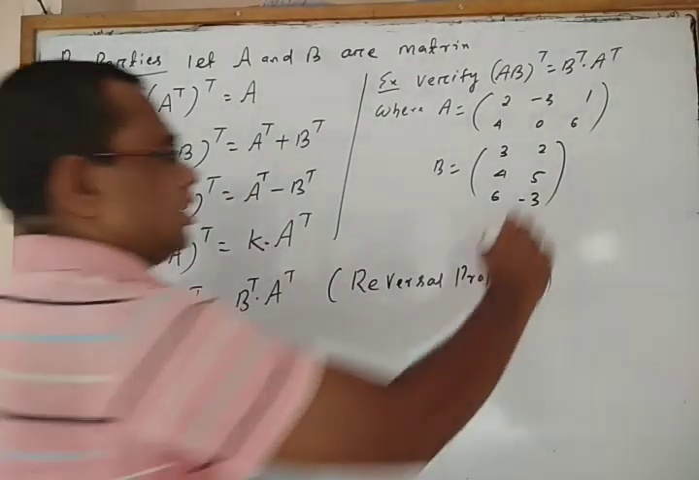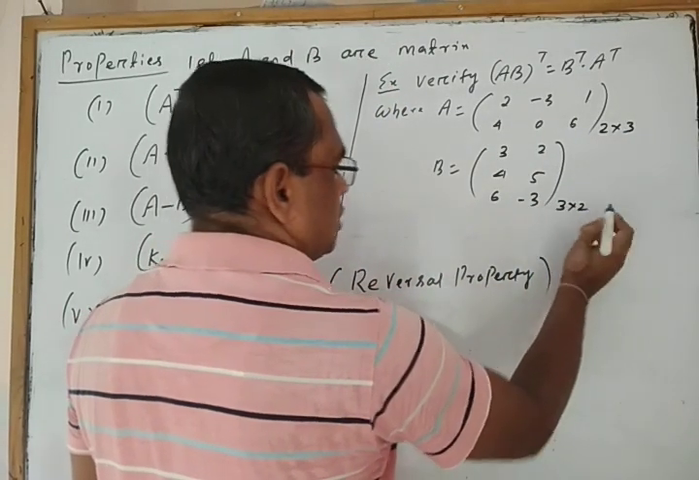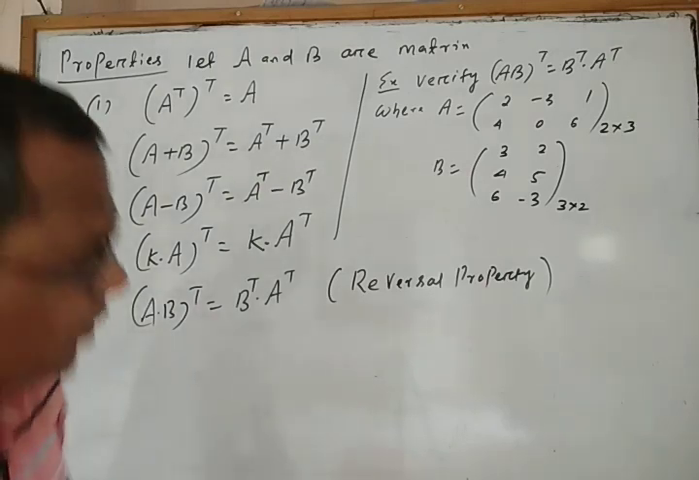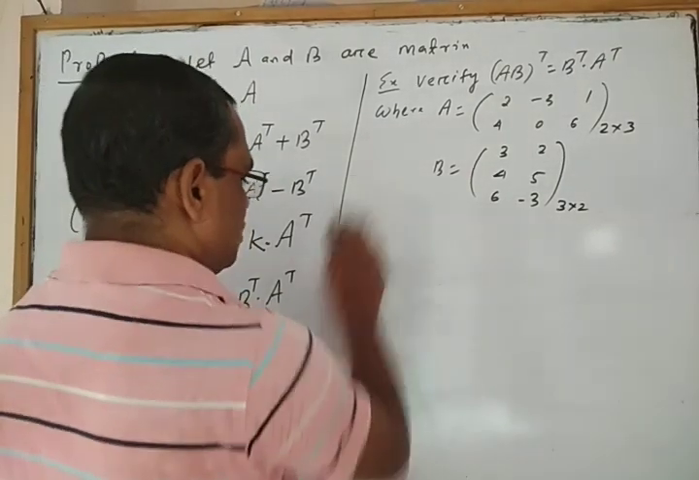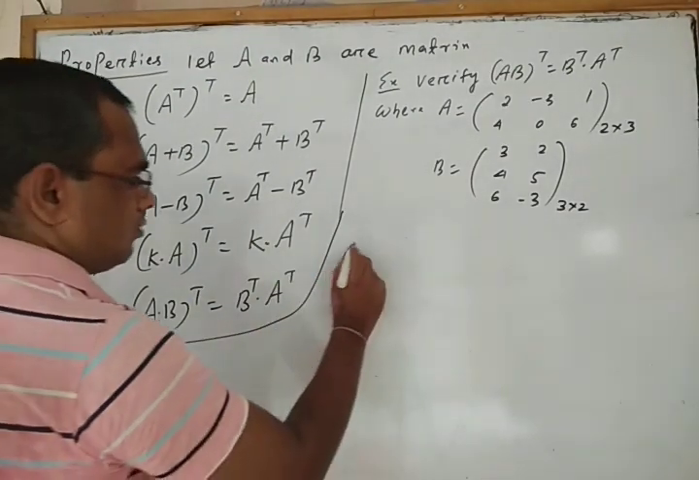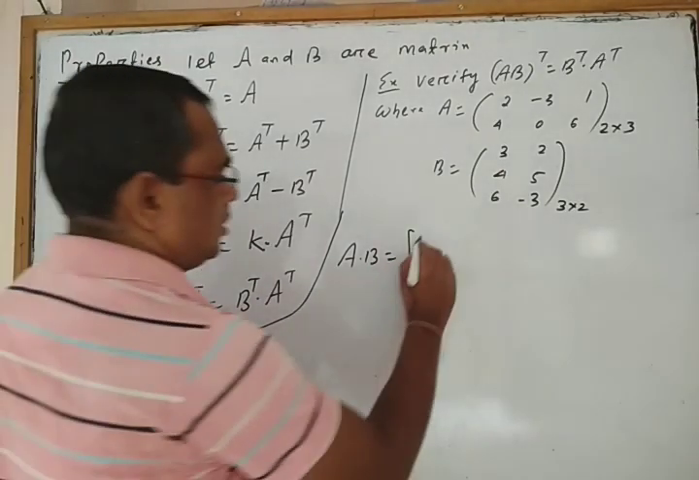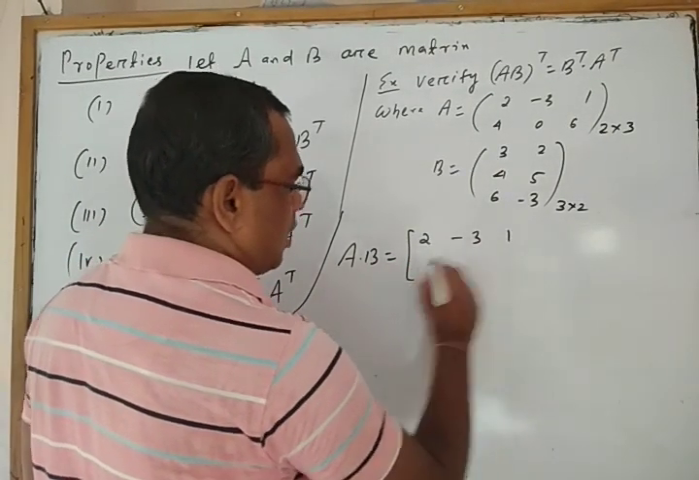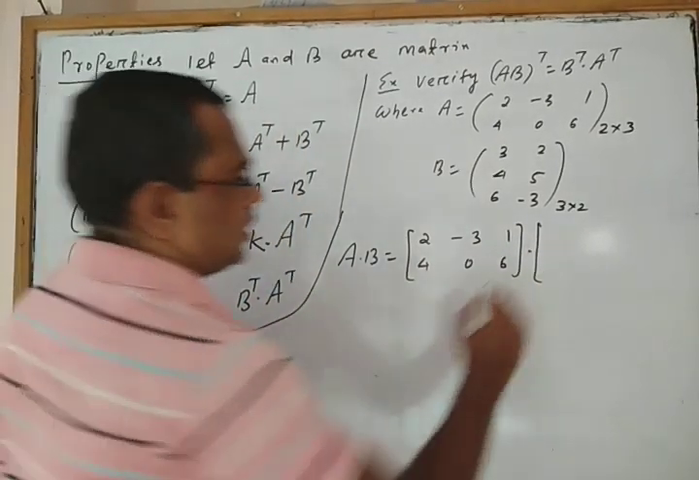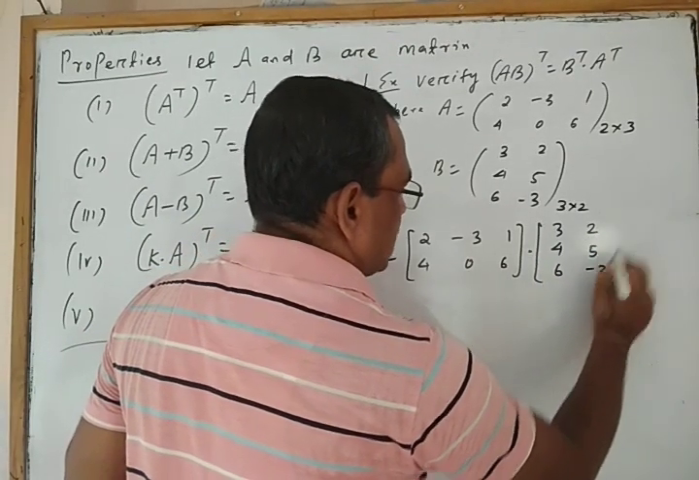So the order of A is 2 cross 3 and the order of B is 3 cross 2. We have to verify (AB) transpose equal to B transpose into A transpose. So first we have to find AB. AB means you have to write the first matrix A, [2, -3, 1; 4, 0, 6], into B, which equals [3, 2; 4, 5; 6, -3].